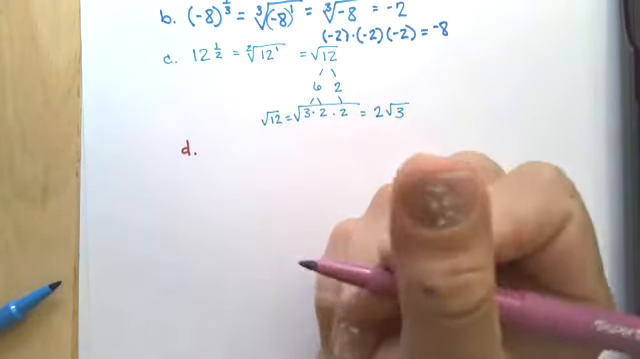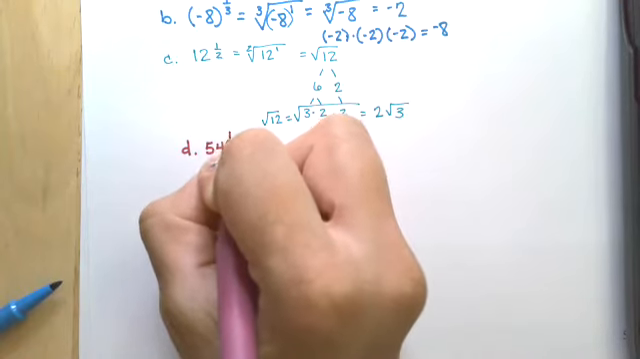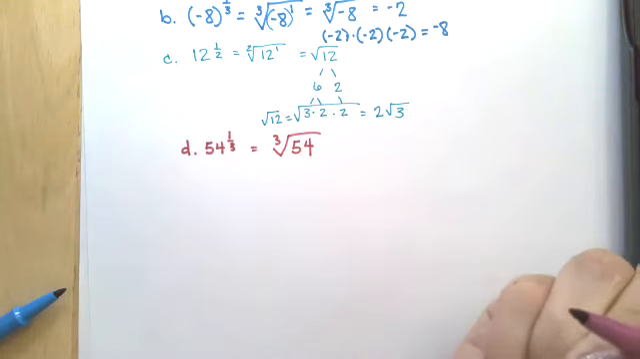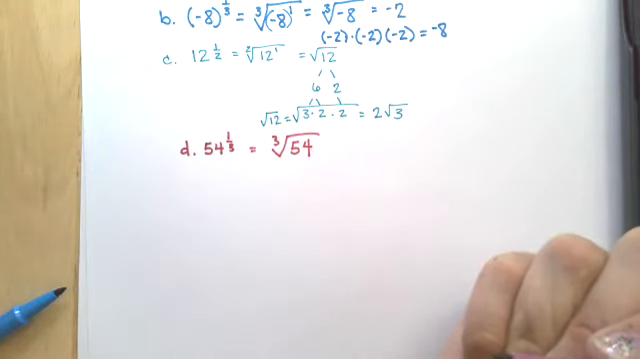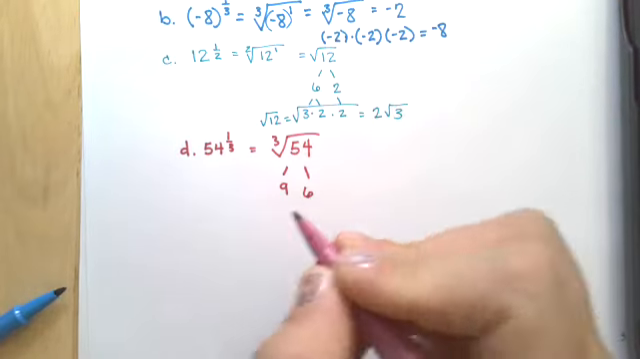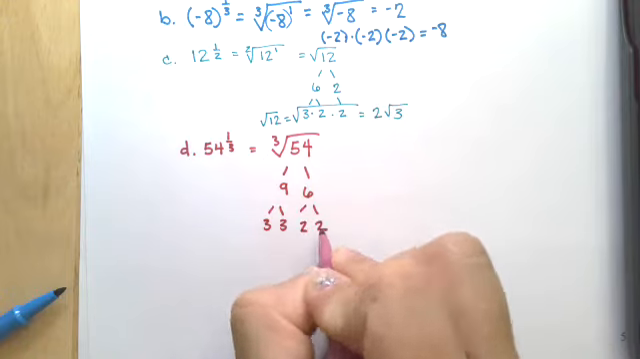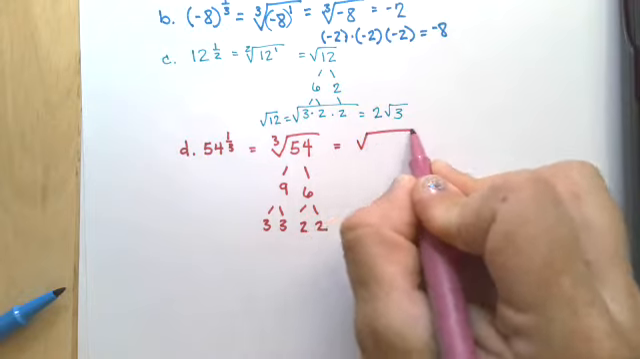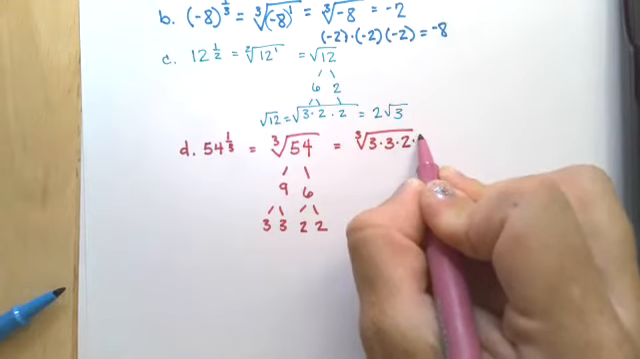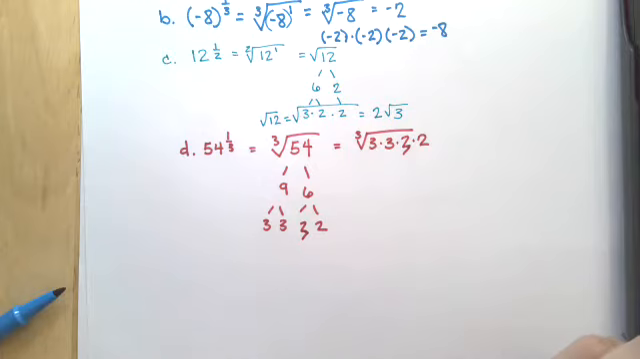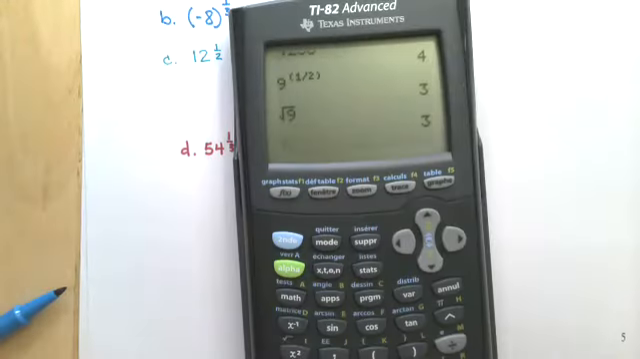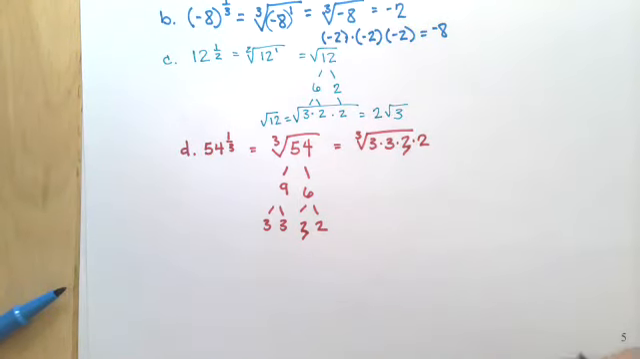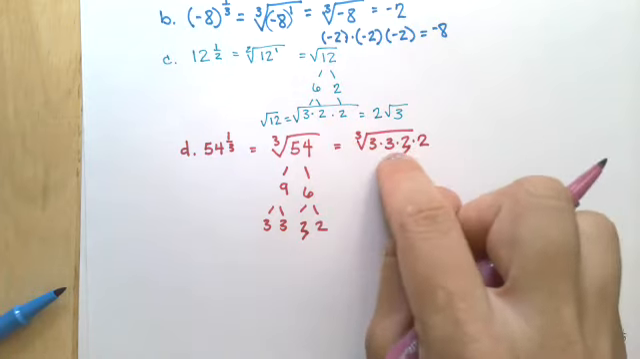Letter E. Before to 1/3. $54 becomes 9 and 6. 9 becomes 3 and 3. 6 becomes 2 and 2. The root of 54 can also be the root of 3. Oops. 3 times 2. Just make sure. 3 times 3 times 3. 54. Whew. All right. So, because that's 3, you can take out the 3 3.